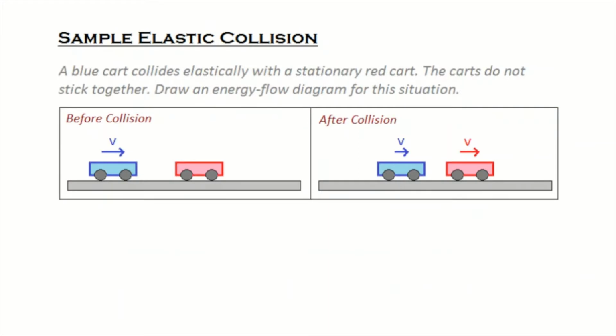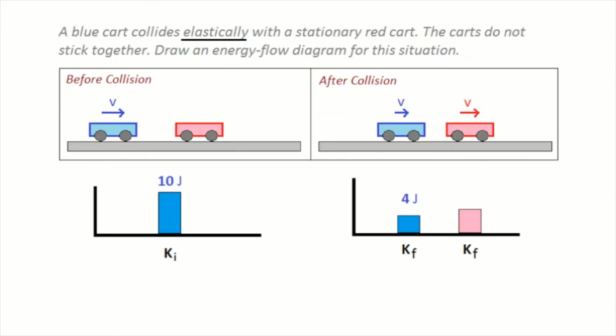Here we're looking at a blue cart moving to the right. It's going to bump into the stationary red cart. After the collision, observe that the carts did not stick together and they both move to the right. Breaking down the energy flow from before to after. Initially, I have a single moving object. That's the blue cart. And let's say the starting kinetic energy was 10 joules. After the collision, the blue cart is still moving. And let's say we calculate its kinetic energy to be 4 joules.